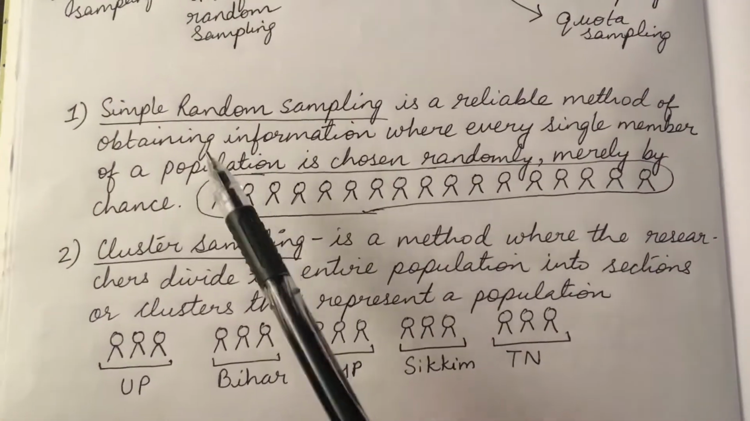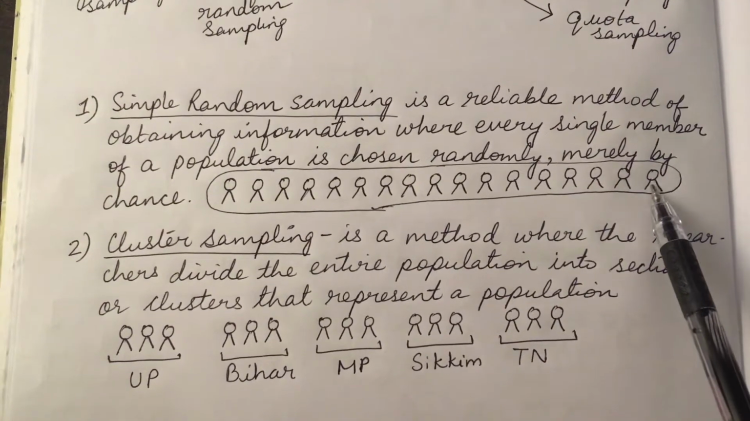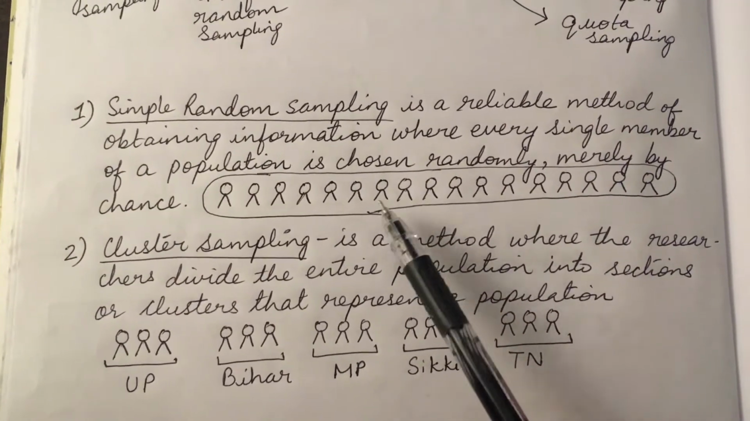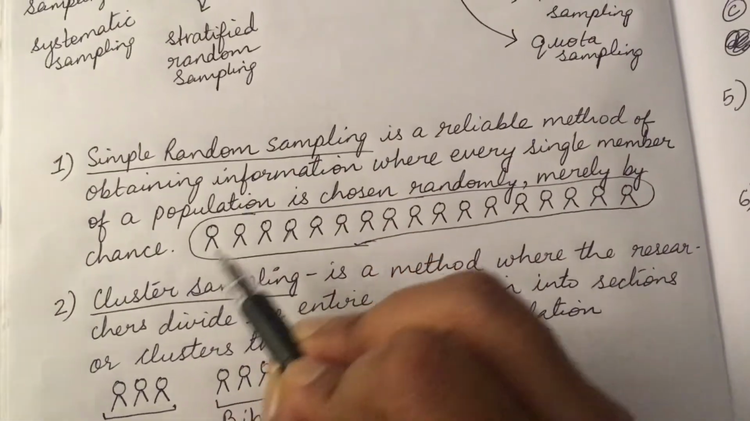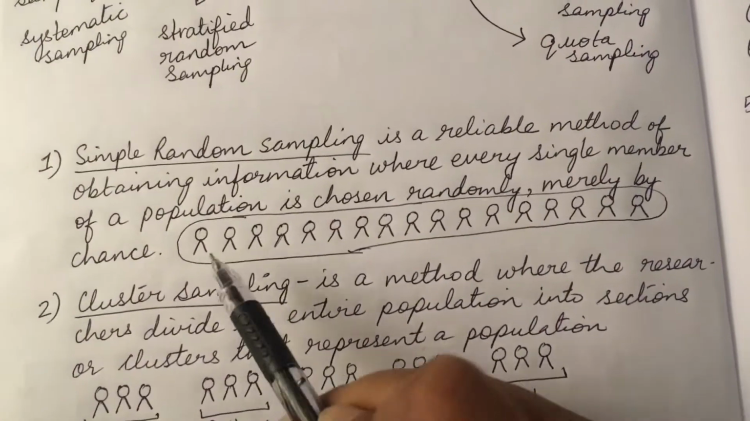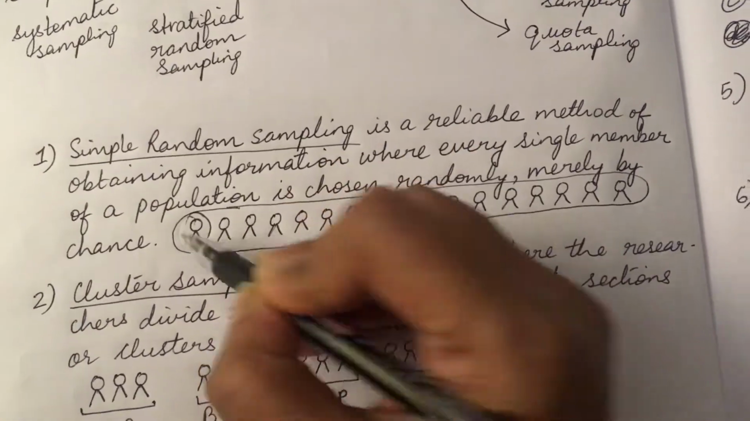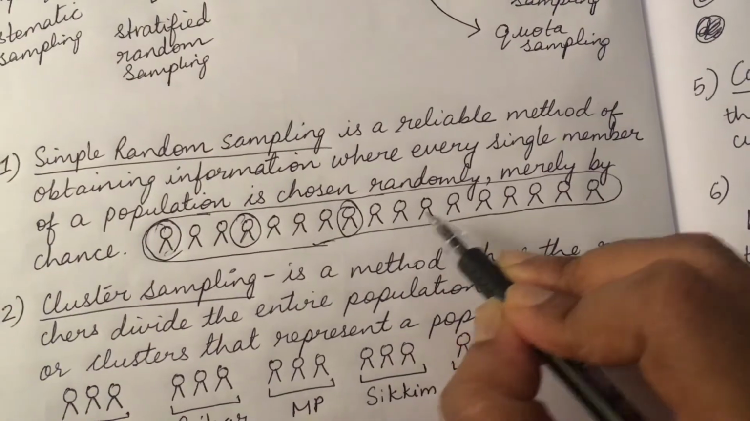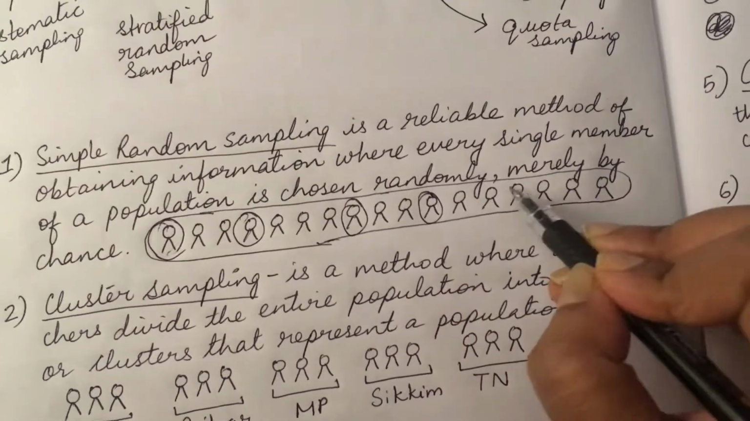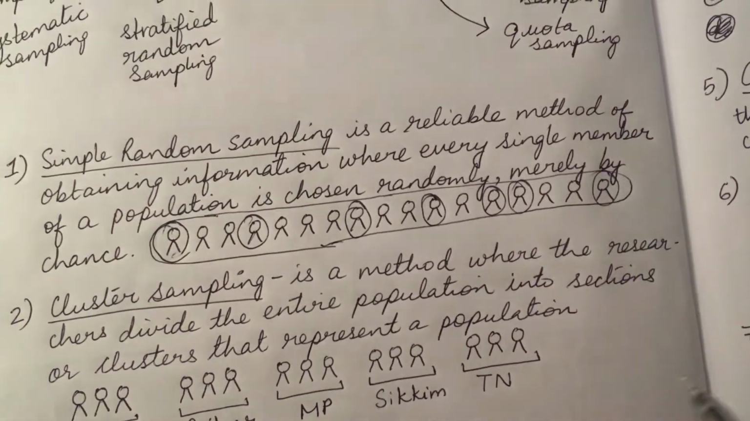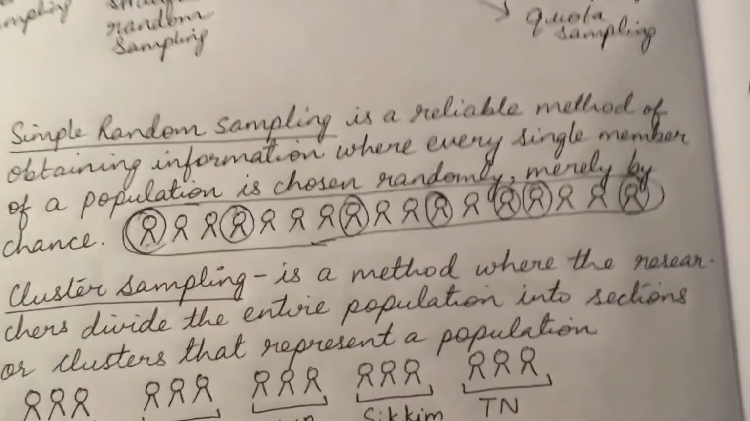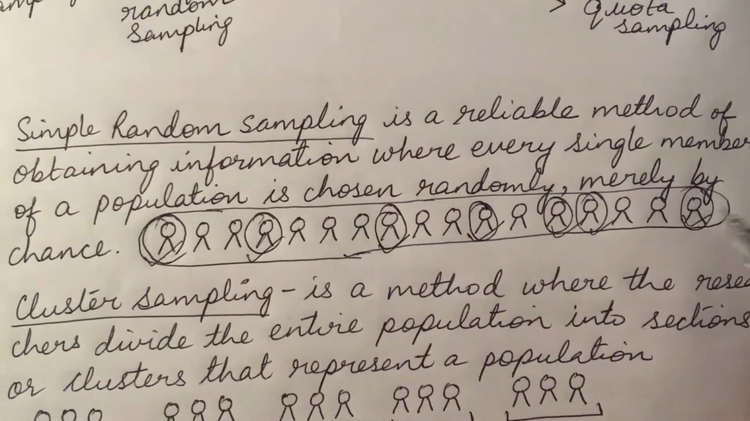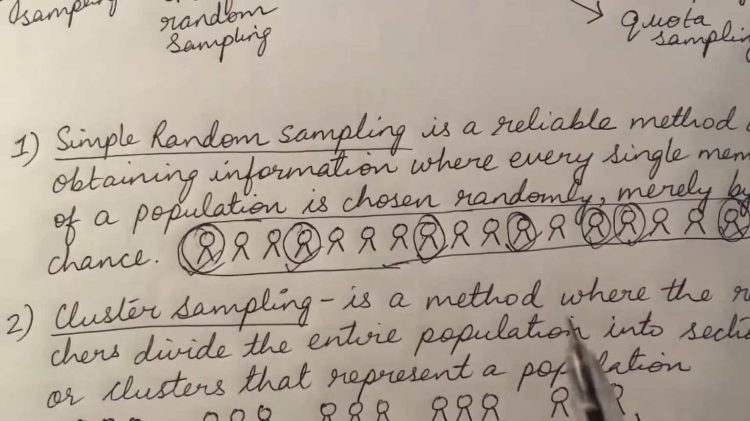For example, this is the population and we have to decide our sample. So how will we do random sampling? Random means any one, in any way. So I choose this one. So this is my sample. This is my sample. This is my sample. I am not setting any particular criteria. I am just choosing randomly. I can choose this one, this one, this one, this one, with no certain criteria. I am just choosing randomly. So this becomes my sample. 1, 2, 3, 4, 5, 6, 7. So this is my sample.